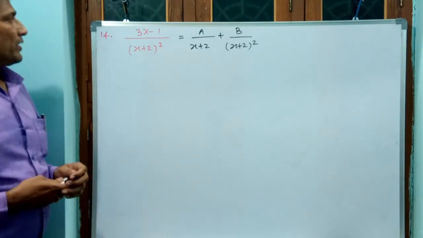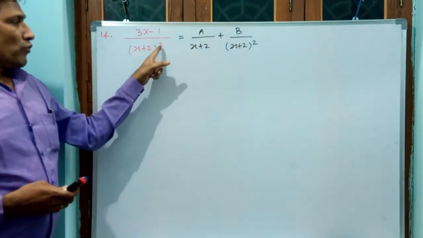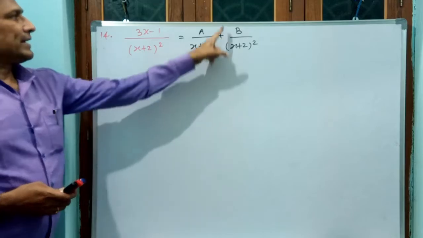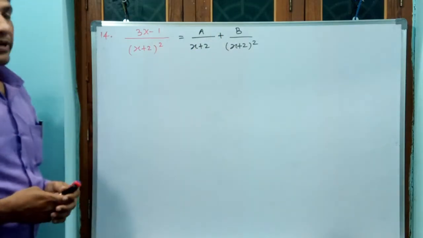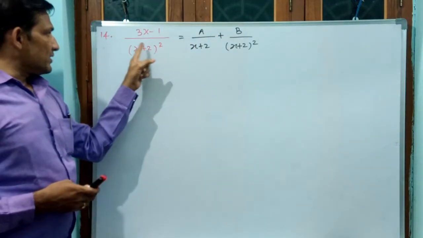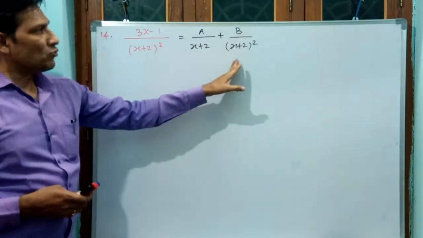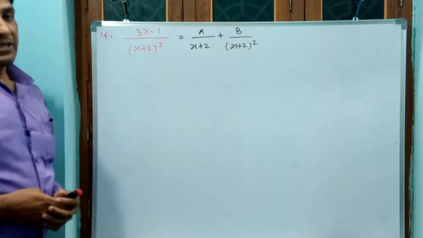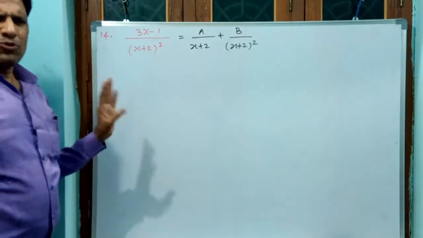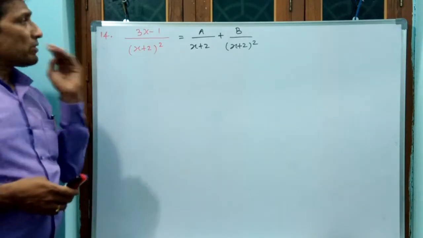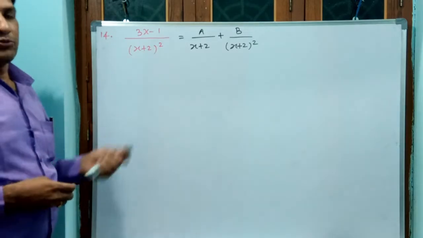You see here, if square comes, then only you have to write like this, b by x plus 2 whole square. If square is not there, then you have to write bx plus c by x square plus 2. Why? Because that is the procedure, that's all. Because we have taken formula, properties.